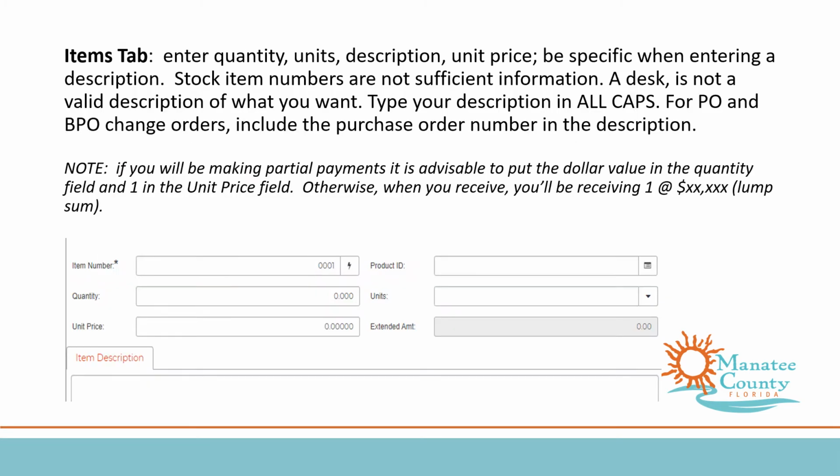In the Items tab, enter quantity, units, description, unit price. Be specific when entering a description. Stock item numbers are not sufficient information. The description "A desk" is not a valid description of what you want to purchase. Type your description in all caps. For purchase order and blanket purchase order change orders, include the purchase order number in the description.